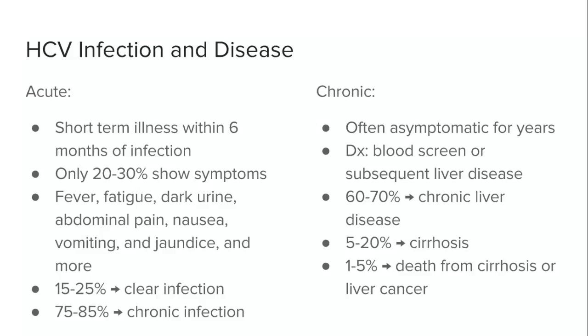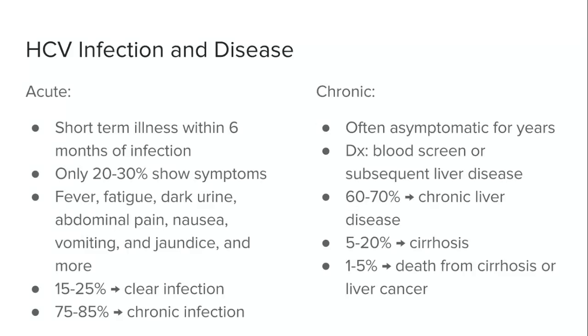The acute is a short-term illness within 6 months of the infection, but only 20 to 30% of people show symptoms. Of those people who do show symptoms, these include fever, fatigue, dark urine, abdominal pain, nausea, vomiting, jaundice, and more. So in our case, we saw some jaundice, but we looked at, chances are this is a chronic case.